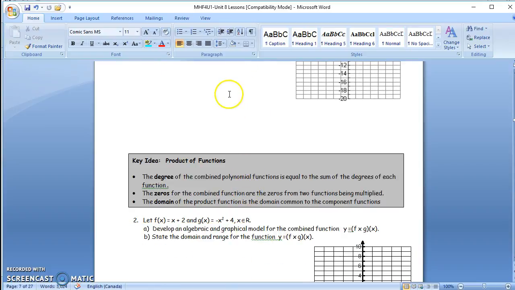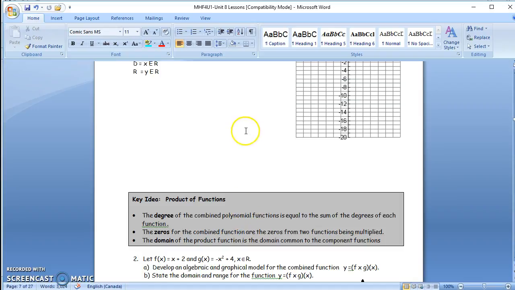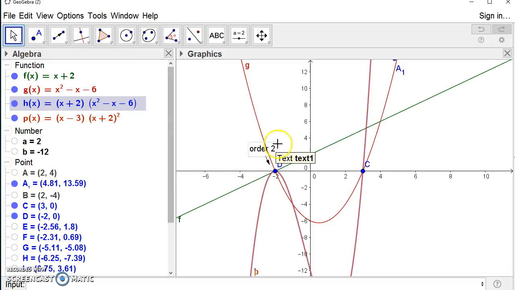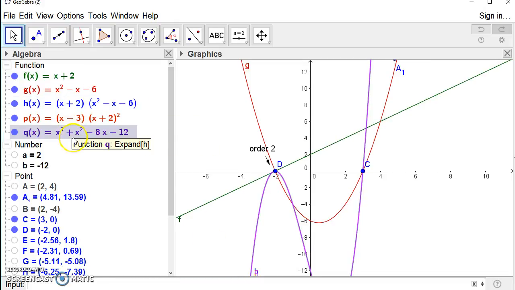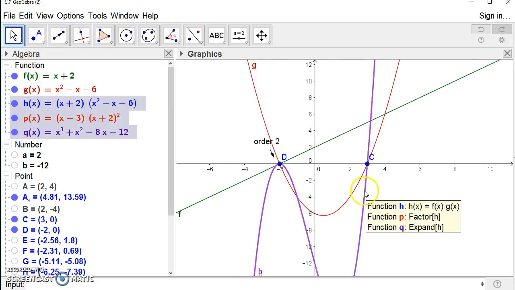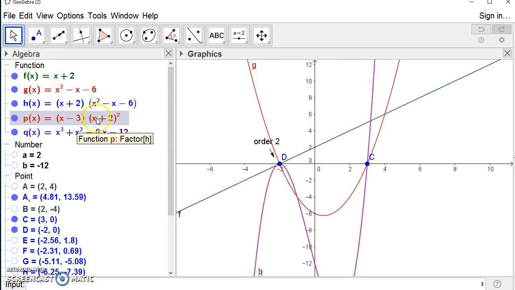So to keep going here, there are three things to realize about the product, right? If you think about the function we just created, the linear in green times the red parabola, and we expand this equation, so expand h here, it's a cubic. There are a few reasons we know it's a cubic: its end behavior, the number of zeros, the number of turning points, and so on, are consistent with being a cubic. Also, if we expand it, the leading coefficient has a degree of 3.